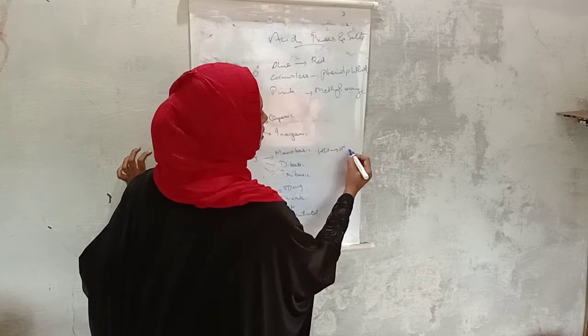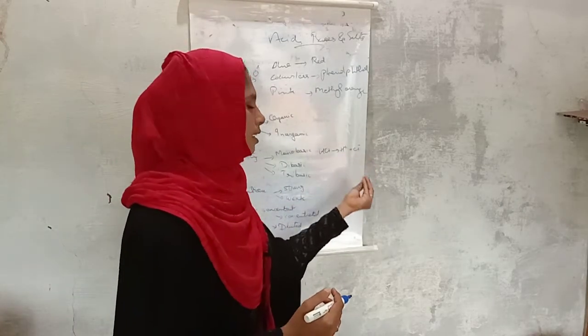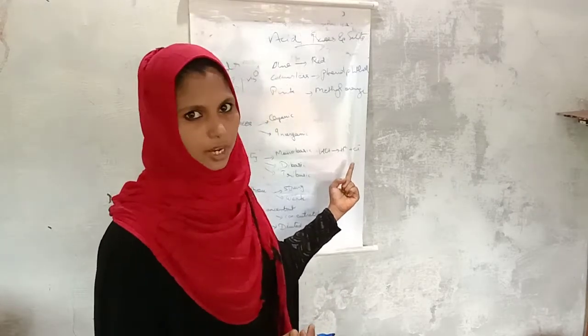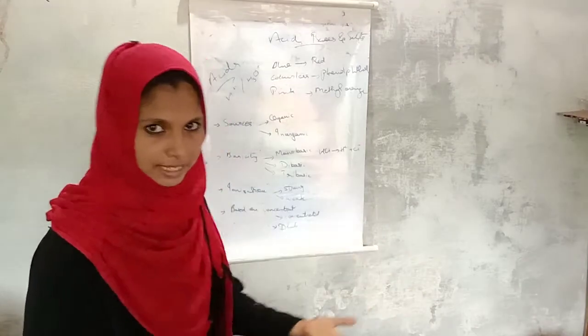H plus and Cl minus. Okay, HCl is dissociating into H plus and Cl minus. That means it can provide 1 H plus ion. Okay, 1 H plus ion. That means what? It is a monobasic acid.